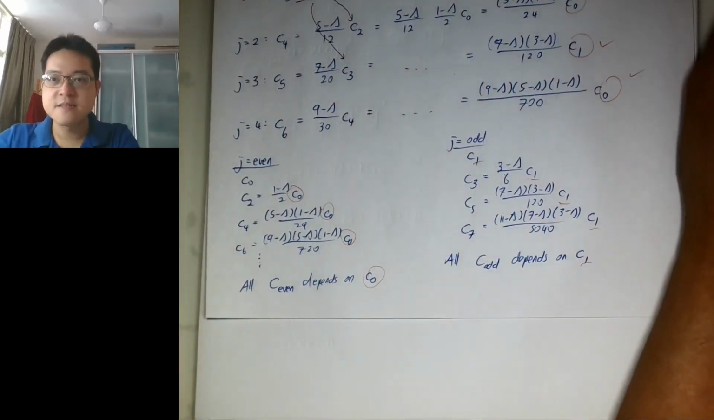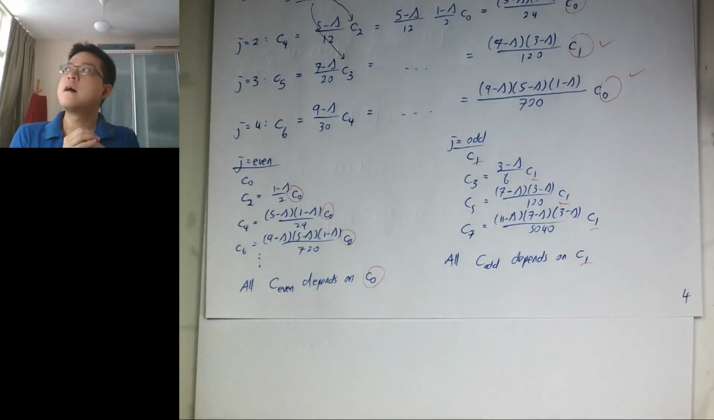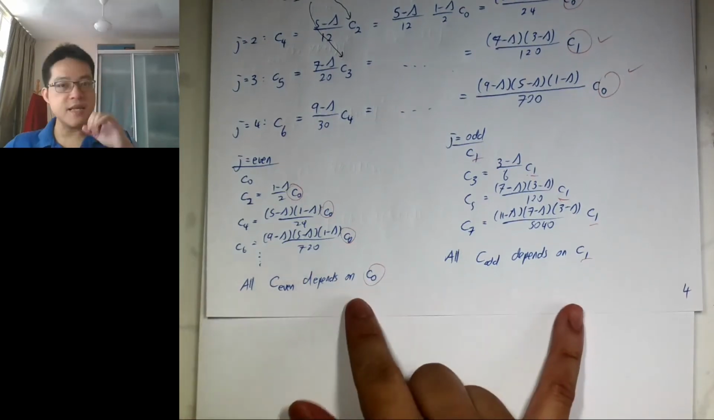Correct, yes. So ultimately c0 and c1 are the integration constants, because remember, in ODE you learned that second order differential equations will give you two constants. These are my two constants.